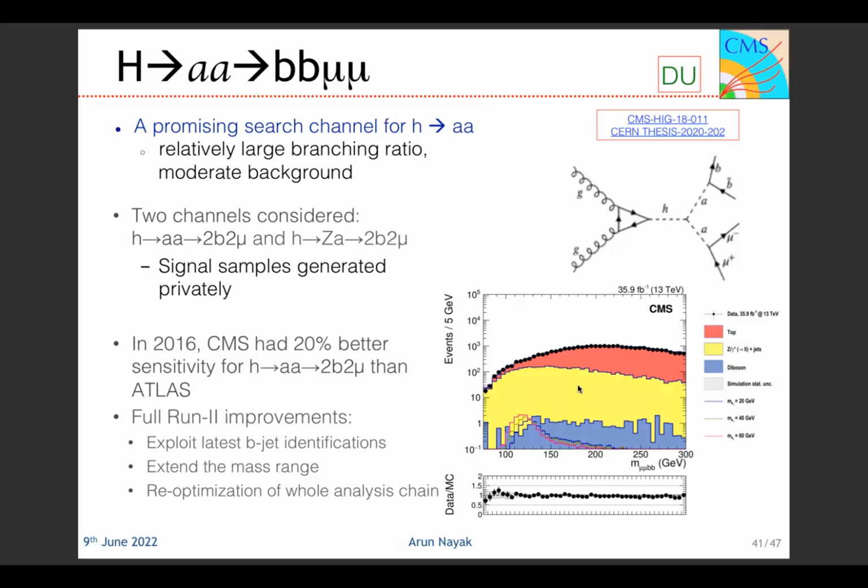So here you can see one of these plots for the full mass of the Higgs boson constructed from these final state particles, and you see that this mass distribution peaks around the standard model Higgs boson, while the background is looking like this.